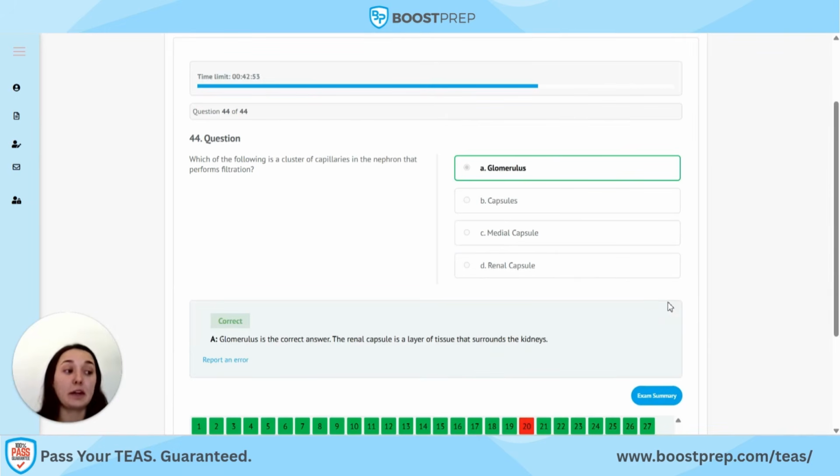The answer is A. Glomerulus. The renal capsule is a layer of tissue that surrounds the kidneys.